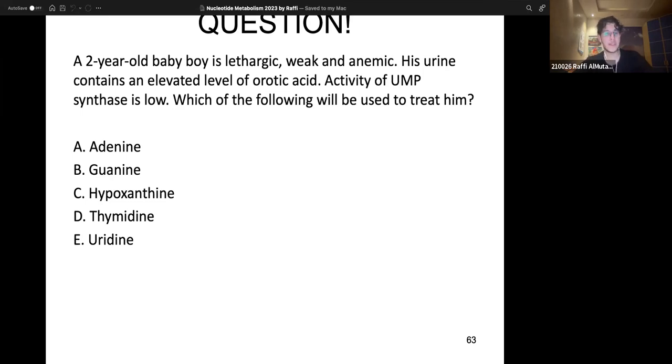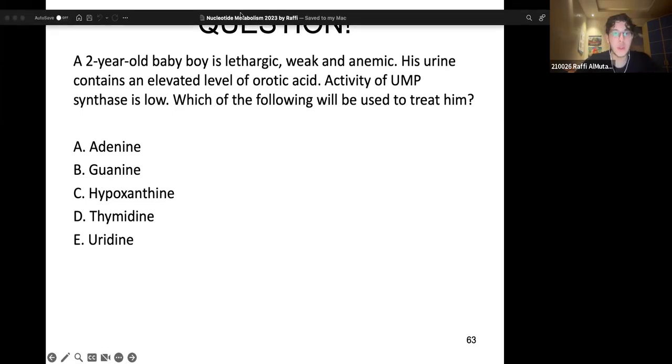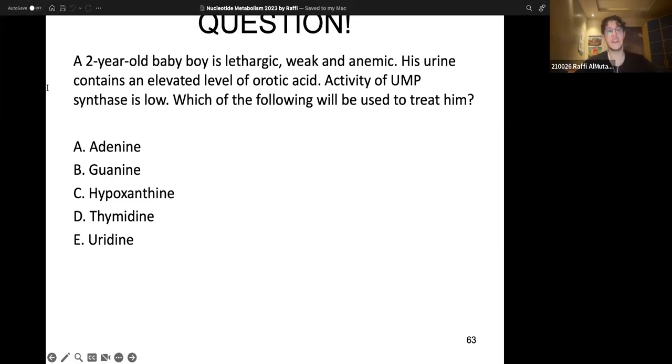So can someone please answer this in the chat? Wow, that was quick. E. Someone said E. Do you guys agree with Selma? All right, another student also says E. Okay, great. But Selma, can you write in the chat why we give uridine? What's the goal of uridine? Because you asked this question. But you are right, it's E. Do you remember why we give uridine?